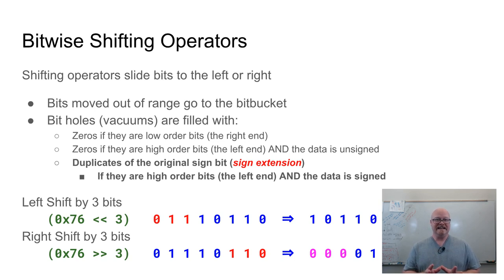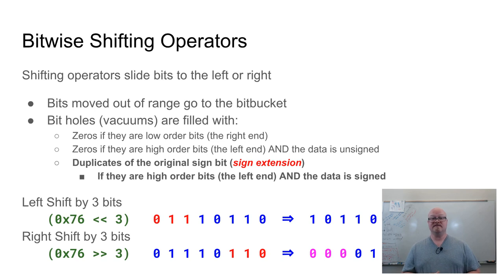So they can be positive or negative. If we have signed data values, then when we apply the shift operations, particularly shifting to the right, we're going to end up with a vacuum on the left. And what we're going to fill that vacuum with is duplicates of the original signed bit. That way, when shifting to the right, some signed variable will actually maintain the original sign.